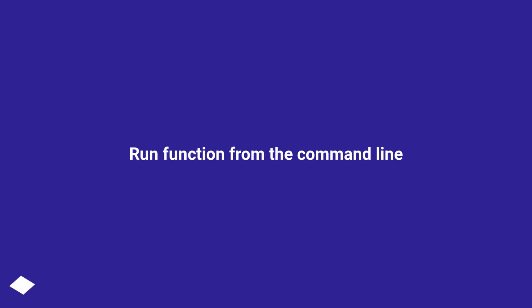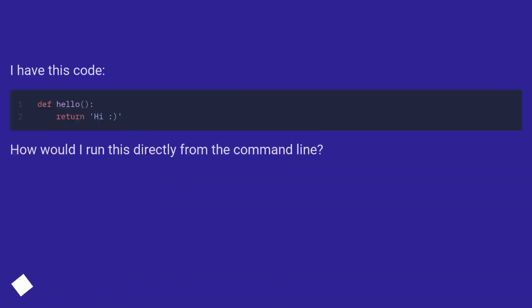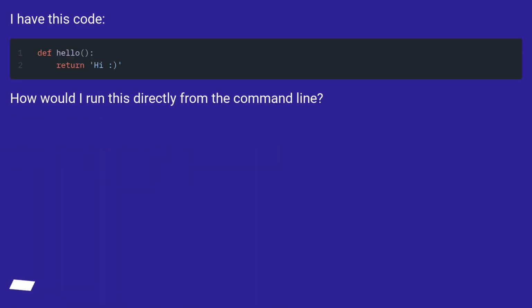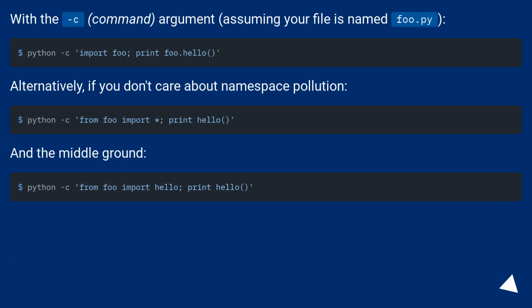Run function from the command line. I have this code. How would I run this directly from the command line? With the -c command argument, assuming your file is named foo.py.